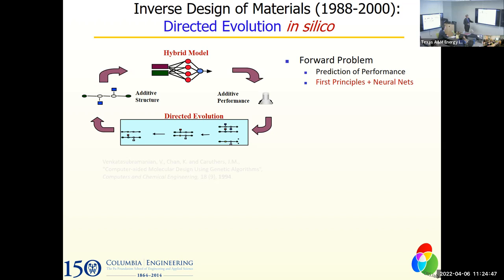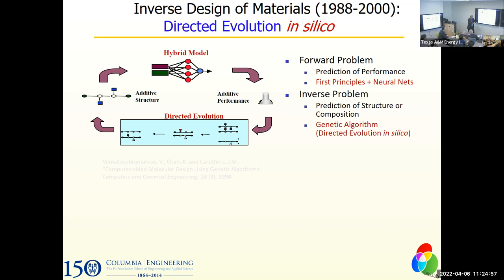And that also reduces the amount of data you need, because now the network doesn't have to do all those things. And the inverse problem, we use a genetic algorithm, where again we put in whatever structures that makes sense. And so we can put in all the chemistry constraints, the valence constraints, and so on. So basically, it's directed evolution in silico. And we did this to design fuel additives for Lubrizol and rubber compounds for Caterpillar.